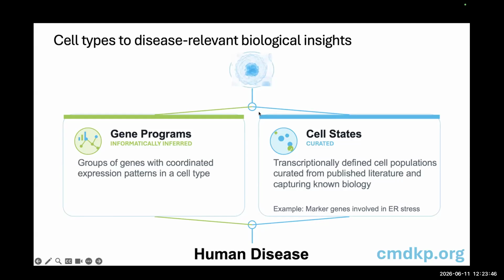However, we thought this would be nicely complemented by something based more on well-established known biology, and those are what we call cell states. Those are transcriptionally defined cell populations that are curated from sources like published literature and published sources of marker genes, and they capture some sort of known biology. Collectively, these gene programs and cell states can be used to understand how a cell type can inform human disease and how changes in those cell types can be linked to human disease.